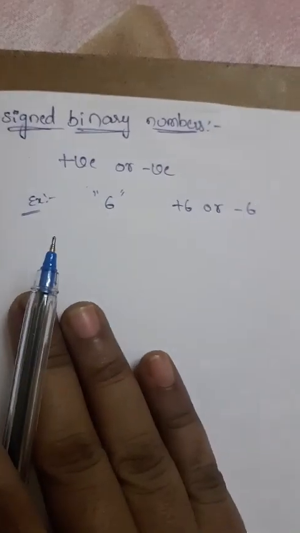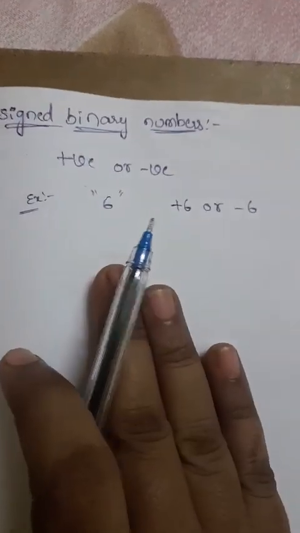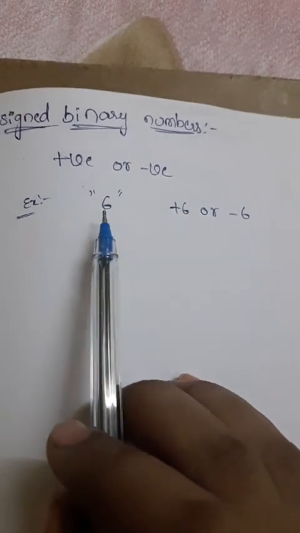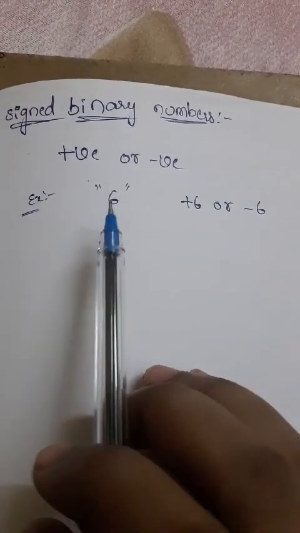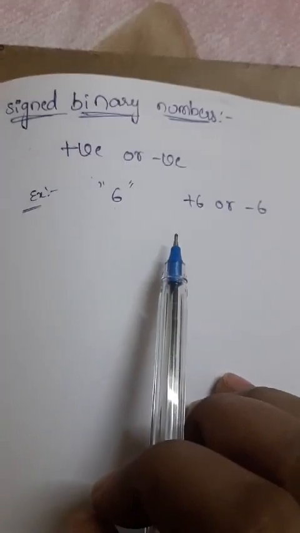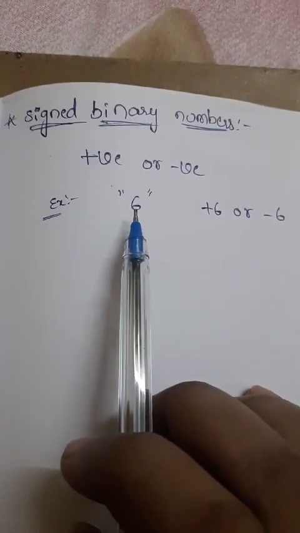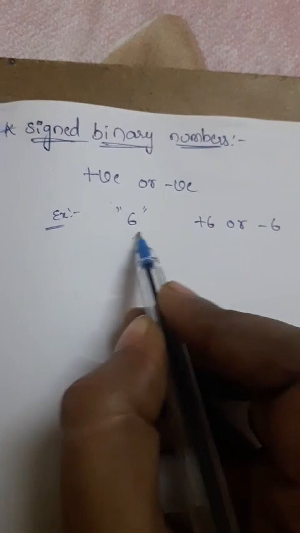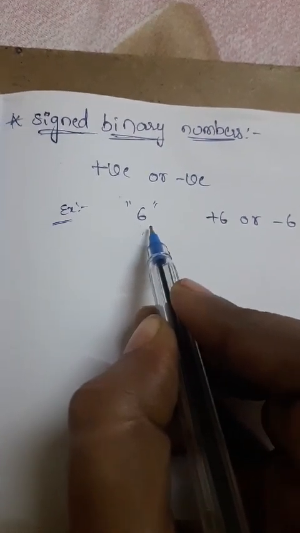Up to now, according to the previous class, we know how to represent a normal number, and how to convert a normal number into a binary number. Already we know how to represent a normal number 6, and this number can be converted into binary.